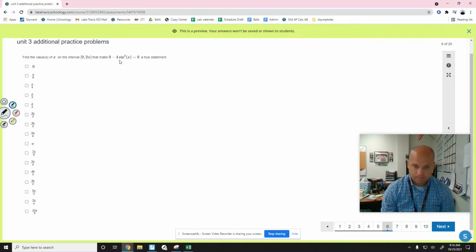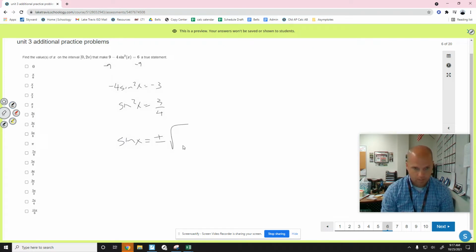I only have one sine, so let's try to isolate it. Now it's sine squared, but let's see what happens. Divide by -4, I get sine squared x equals positive 3/4. The negatives cancel. Square root. Since I'm using a square root to solve an equation, I have a plus or minus.